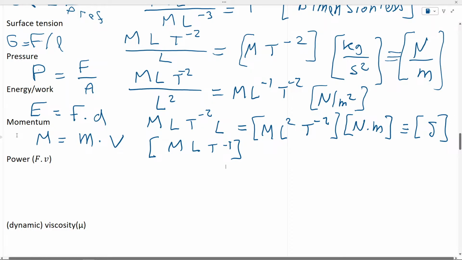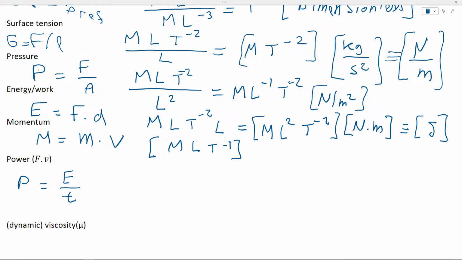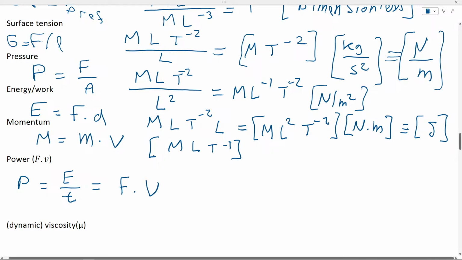We have power. Power is basically the rate of doing energy. Power is usually energy over time. Or remember, energy is force times distance, so it could also be force times velocity, because distance over time gives you velocity.